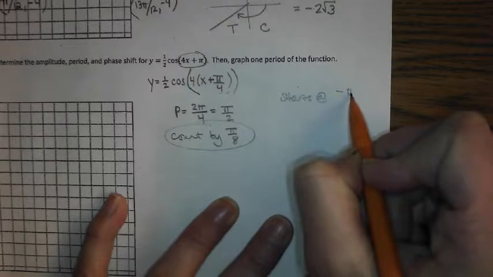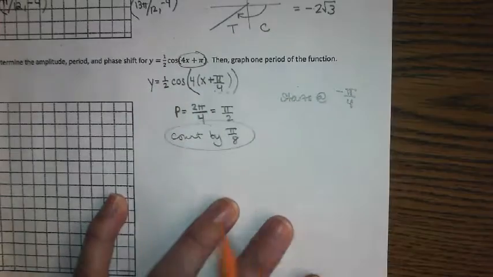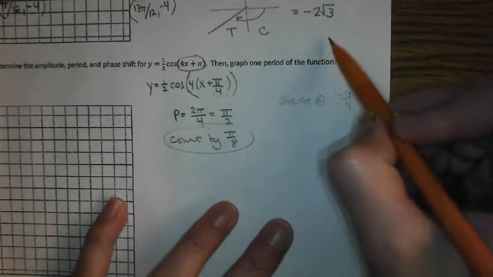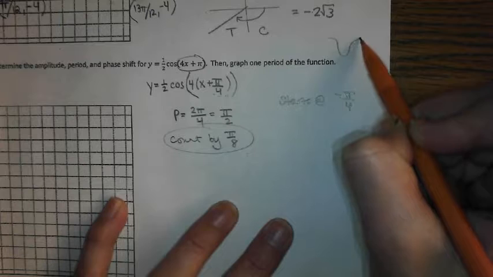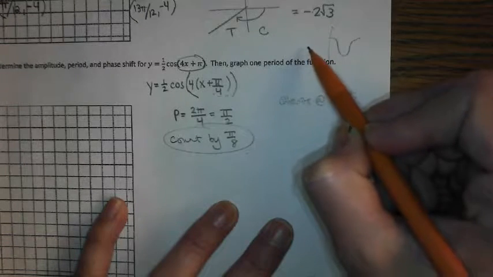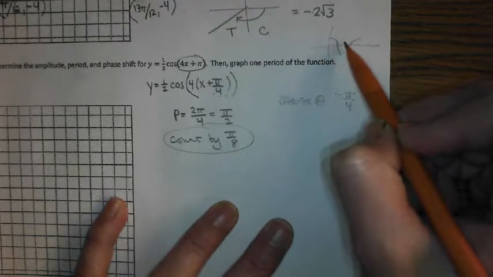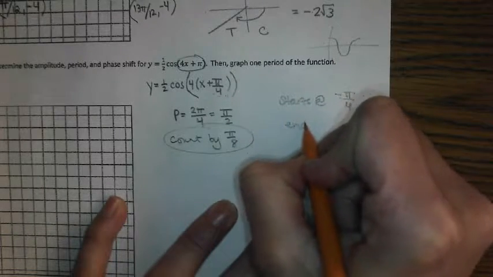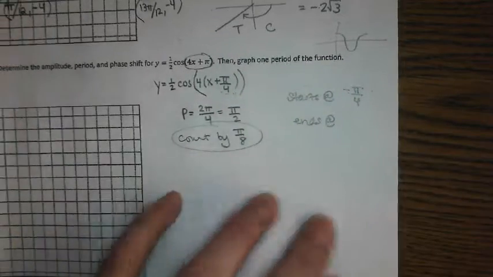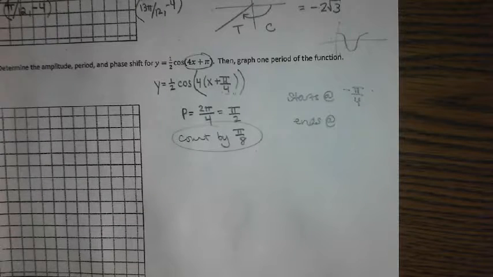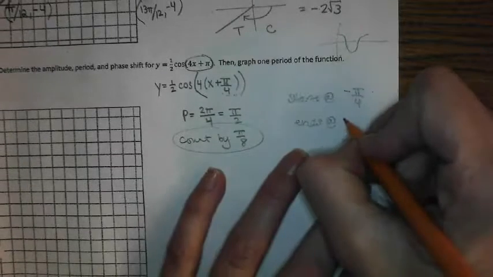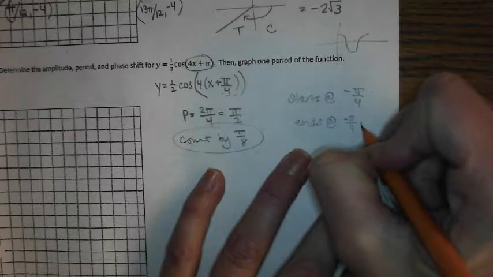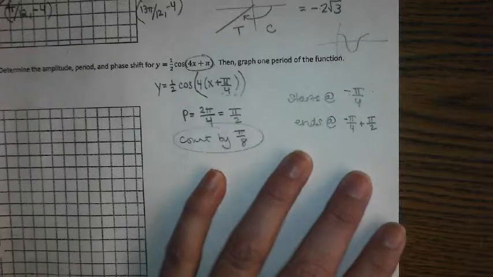Negative pi over 4 because we shifted left pi over 4. So think about your cosine parent graph. Normally it starts at 0, but it's shifted left pi over 4. So I'm starting at negative pi over 4, and that one cycle should end one period later, which is negative pi over 4 plus pi over 2, because our period is pi over 2.